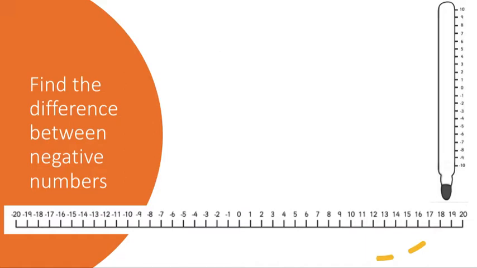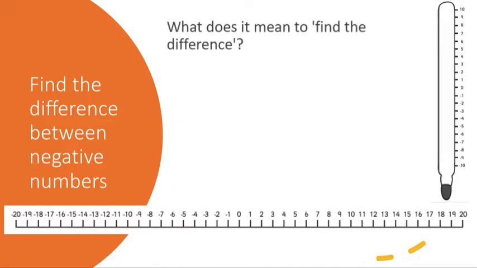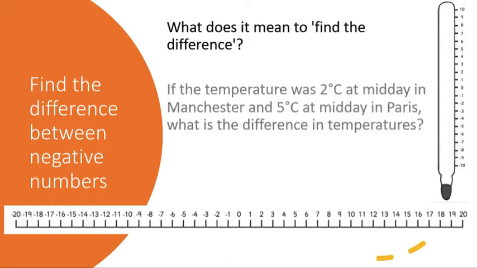Today we are finding the difference between negative numbers. You'll hear the phrase find the difference in all sorts of problems. But what does it mean to find the difference? Well, sometimes it's spotting the difference. You have to look at what looks or appears to be different. But in mathematical terms with numbers, it means how many between the two numbers. And we can work this out by counting on or counting back. Today we're going to be doing mainly counting on to be able to find the difference, to find how many numbers between two numbers.